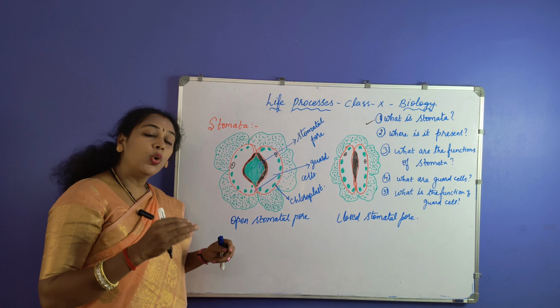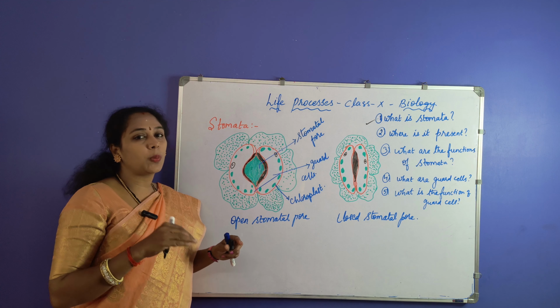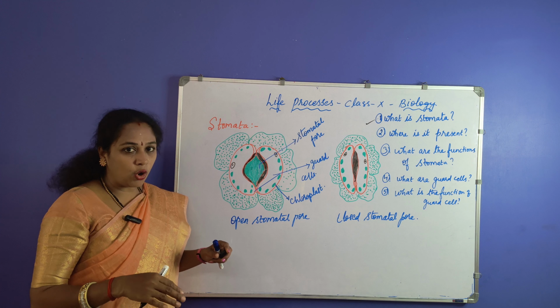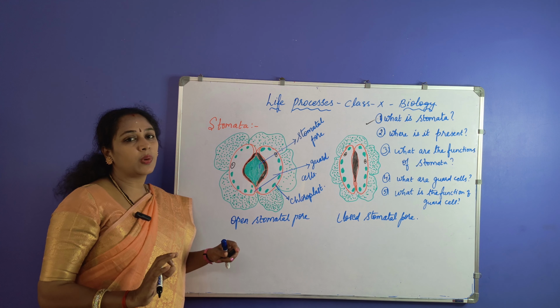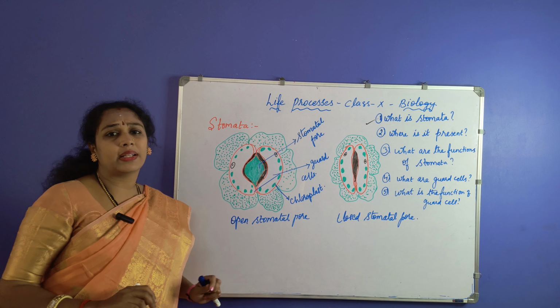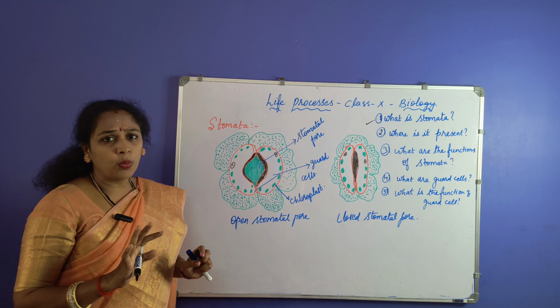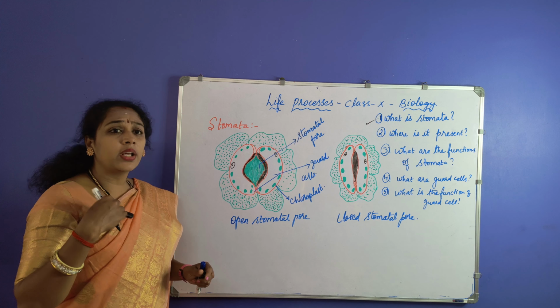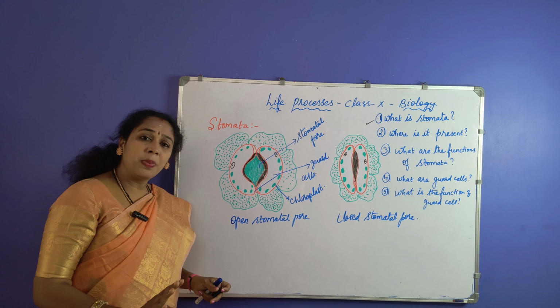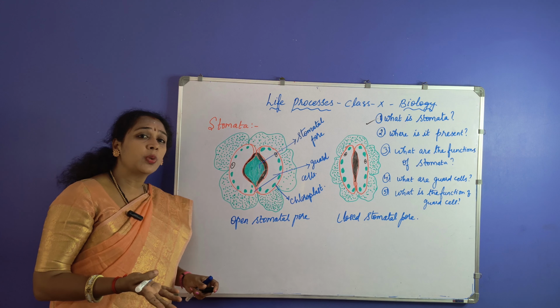Now again coming back, where are these stomata present? Only in the leaf? No. In some plants, these stomata are present in other parts of the plant also, but predominantly present only in the leaf. Now again, what is the function of these stomata? We say tiny pore openings for exchange of gases; it allows carbon dioxide and oxygen to get in.